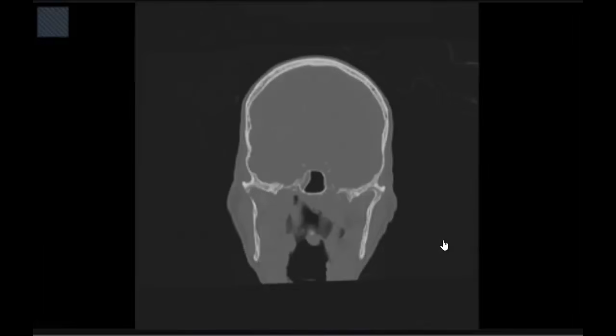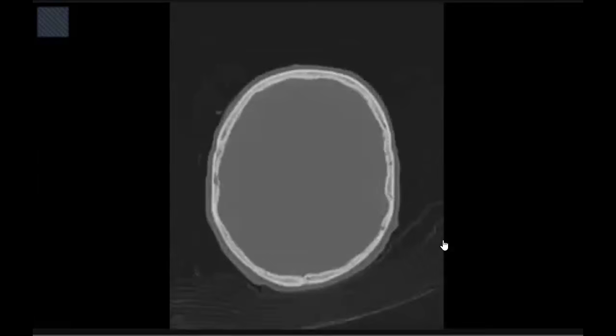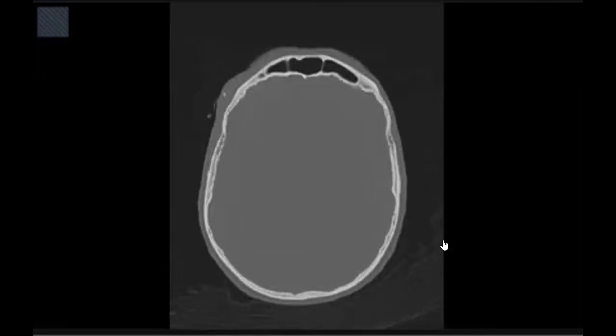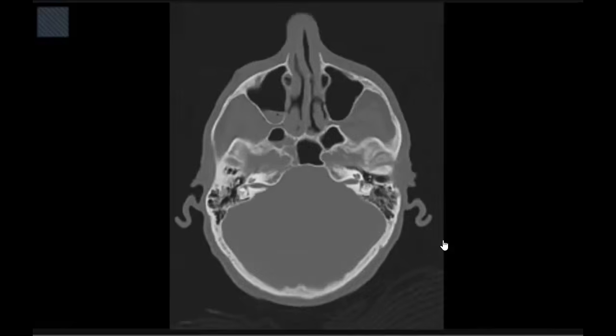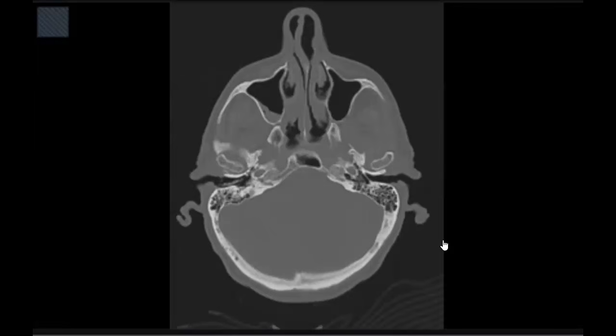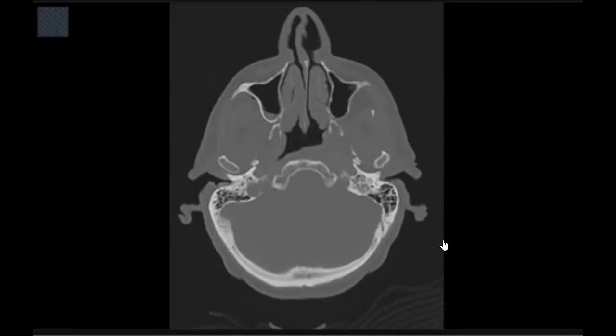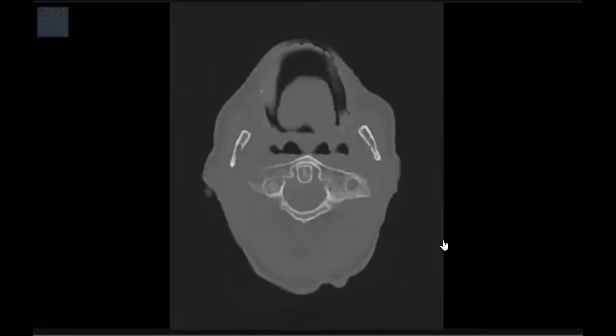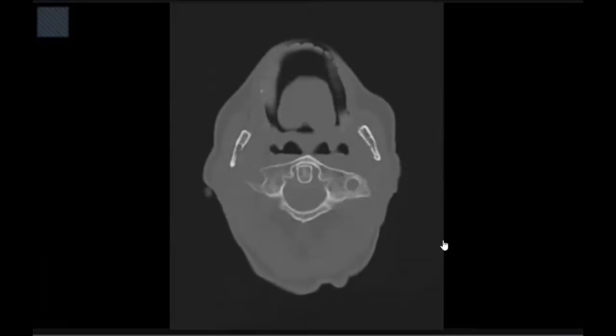Both orbits and paranasal sinuses. Please look at this list you told me now. Scroll slowly, please, and go to these areas one by one.